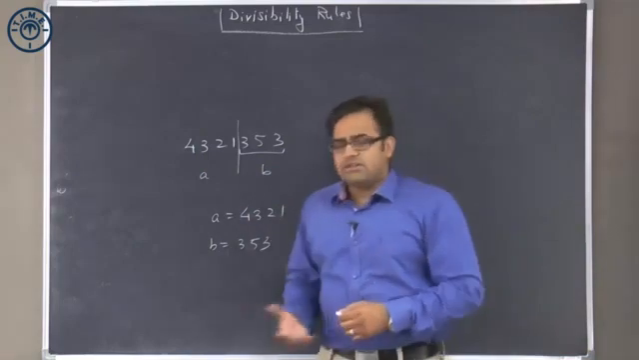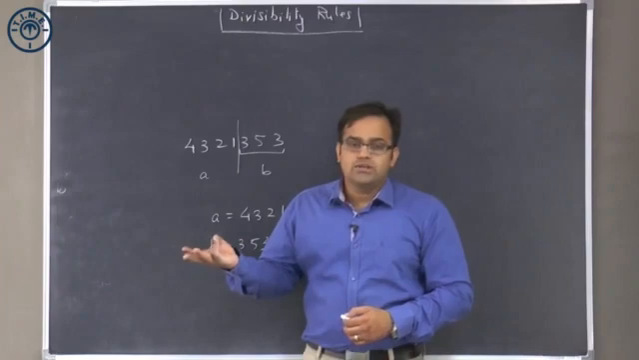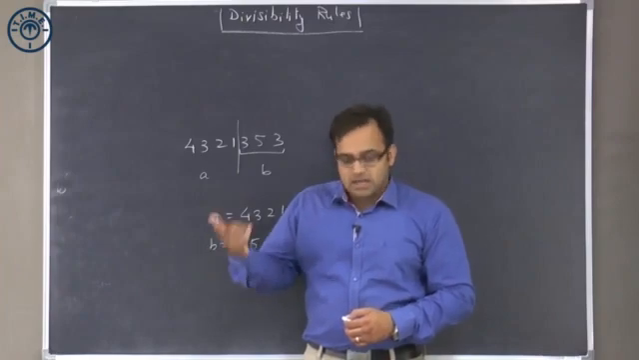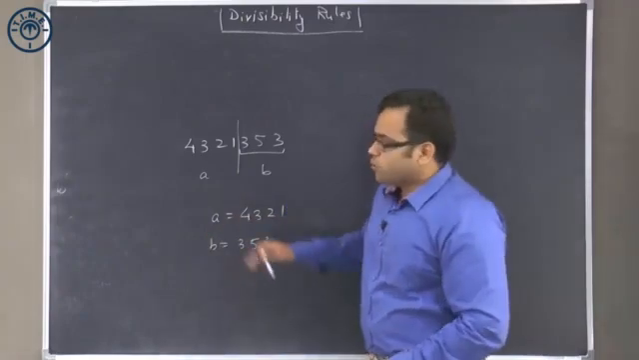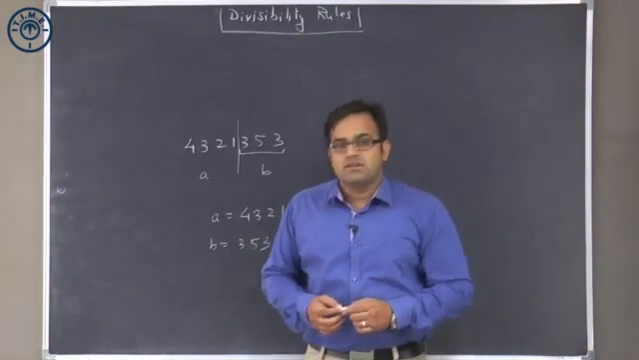Going back, we are done with the divisibility rule for 3 and 9. So 1 done, 2 done, 3 done, 4, 5, 6. 6 is a composite number. Before I go to composite numbers, let me quickly close this divisibility rule for 7, 11 and 13.